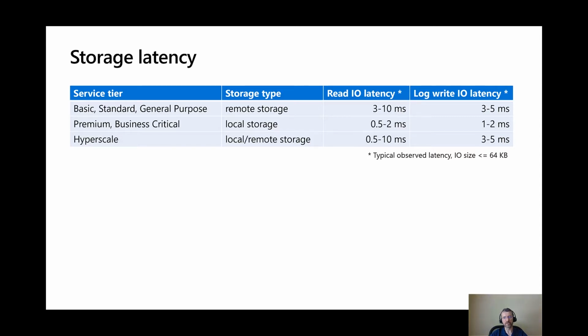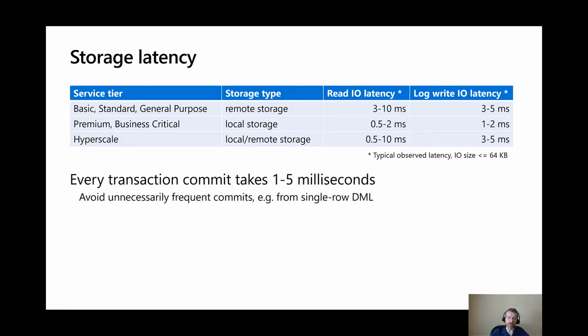And then typically for smaller IO sizes, less than 64 kilobytes. As you probably know, SQL Server can issue IOs of very large sizes, sometimes up to 1 megabyte, maybe 4 megabytes if you're doing things like backup. So the latency numbers here are typical for smaller IO sizes. And they are separated into read IO latency and log write. And why log write? Because that's what matters most when writing data to the database, when committing a transaction. So every transaction commit, as we can see, can take from 1 to 5 milliseconds.